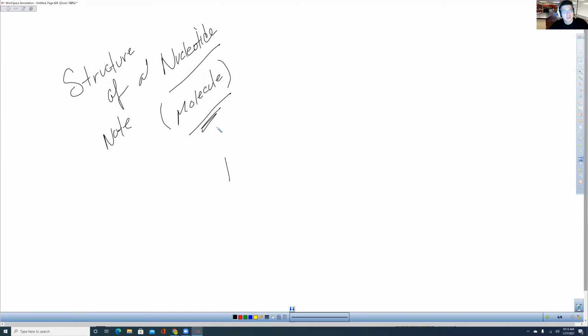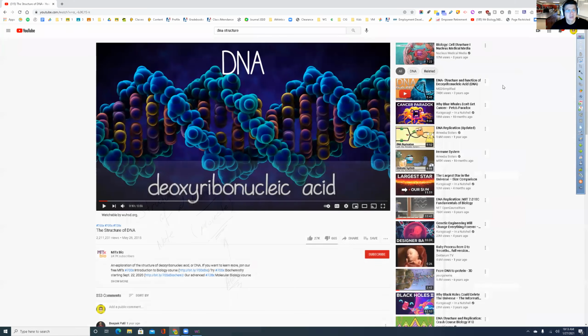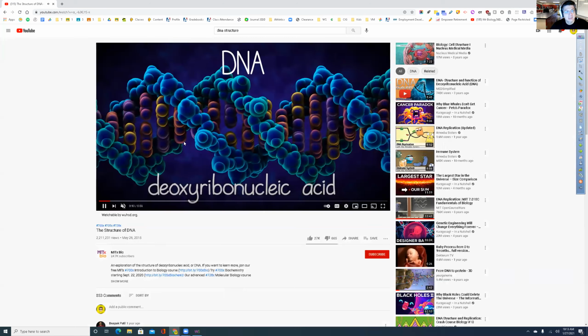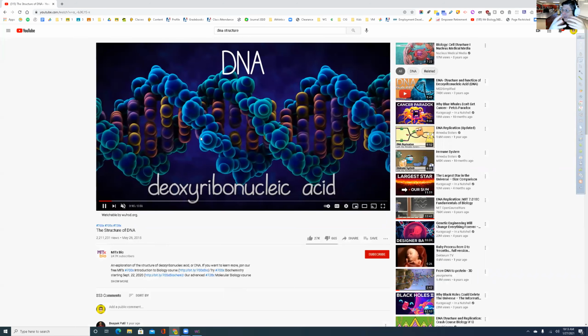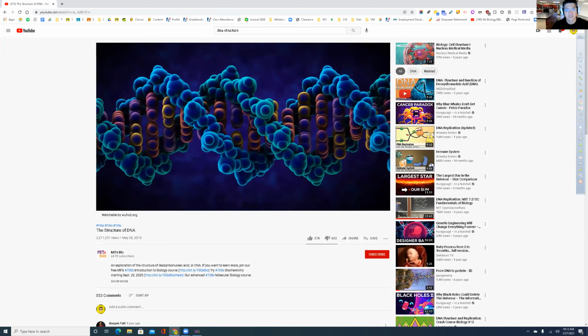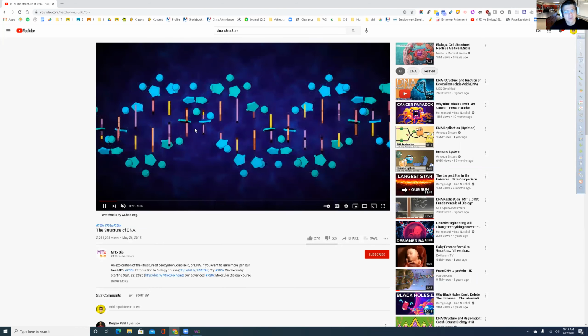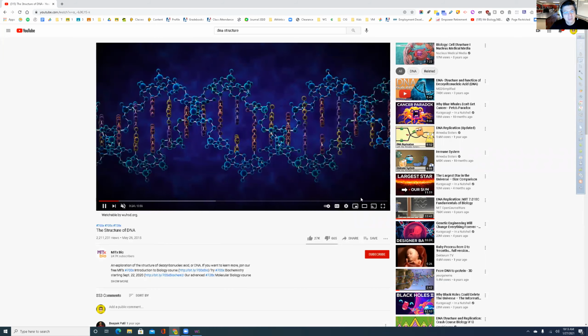So we know that this molecule is made of atoms, okay? So what do these molecules look like? If we go back to DNA, DNA is going to look like this. It's almost like a twisted ladder, all right? So you guys need to understand that. How is this ladder built? That's what we want to make sure you understand today.